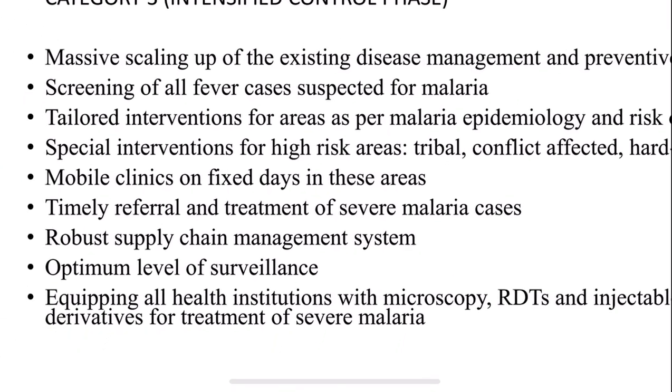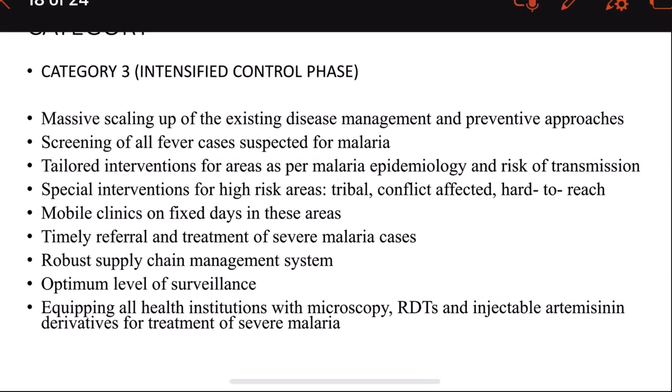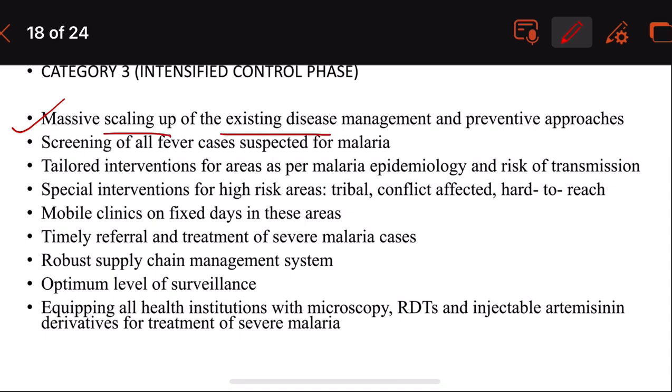What are the key interventions? Category 3 is also known as the intensified control phase, where the API will be more than or equal to 1. So we can do massive scaling up of the existing disease management, and we can bring in the preventive approaches. Massive scaling up of all the existing disease management and prevention approach. And we do this management and prevention, what is our aim for it? So that a significant reduction in the prevalence and incidence of malaria and the associated deaths due to malaria can be achieved. So we want to bring in a significant reduction in the old as well as the new cases of malaria. We have to bring in the reduction in the malarial cases, and we have to prevent the deaths which are occurring due to malaria.